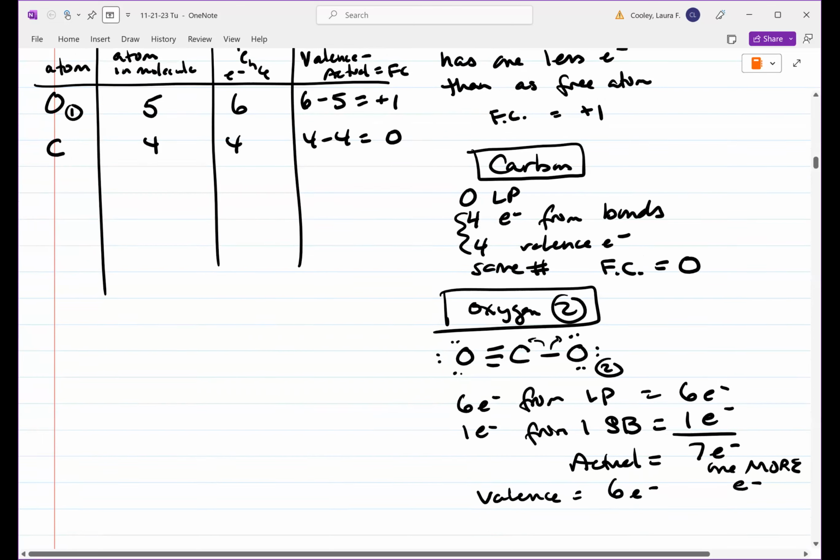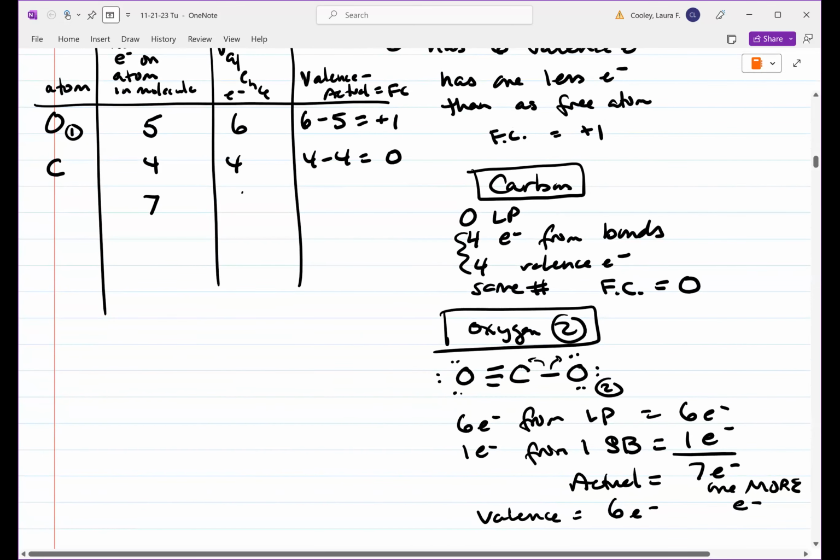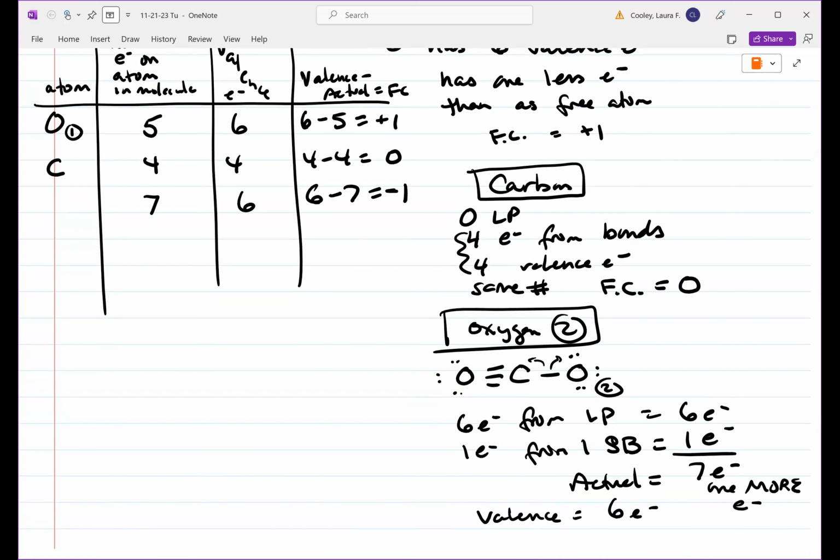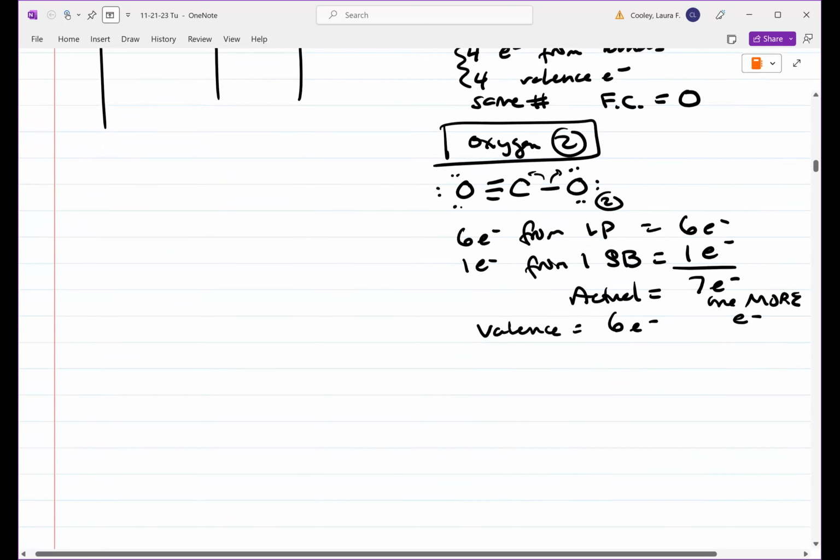So this is 7, 6. 6 minus 7 is minus 1. Okay. So that means the formal charge is -1.